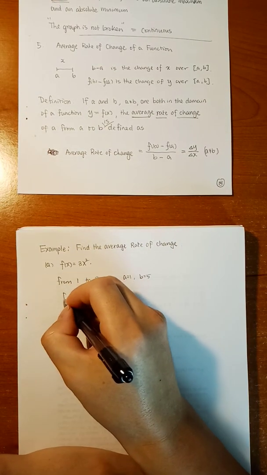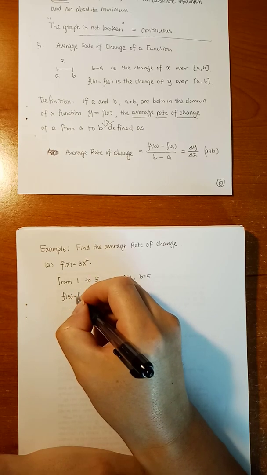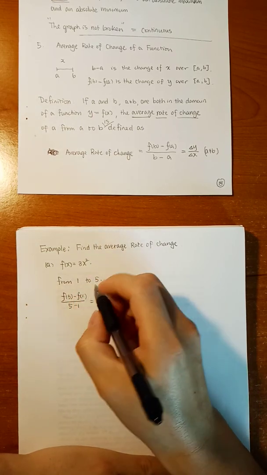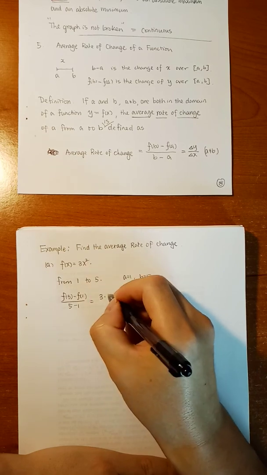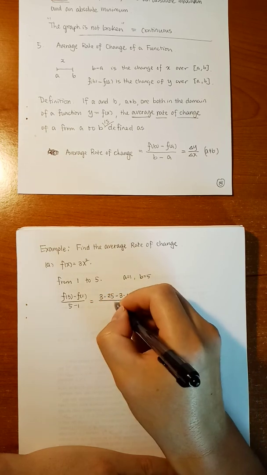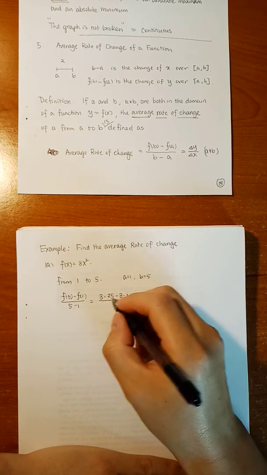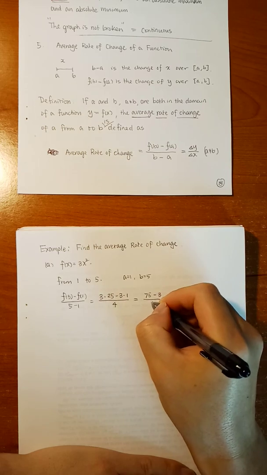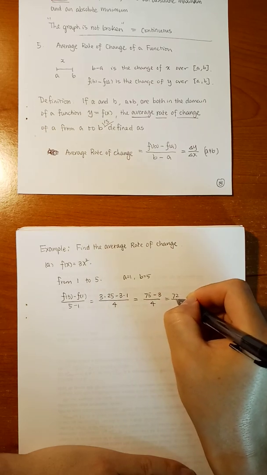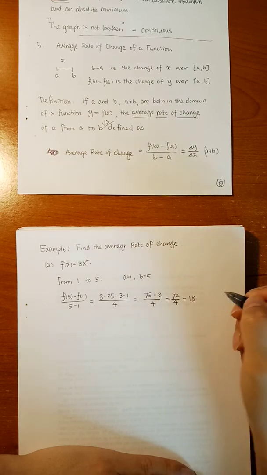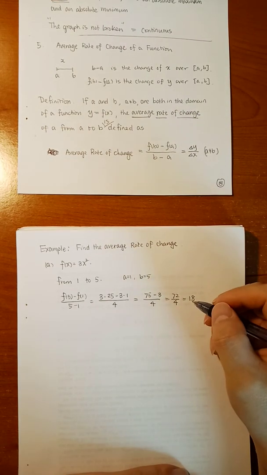The average rate of change is f(5) minus f(1) over 5 minus 1. f(5) is 3 times 5 squared, which is 25. f(1) is 3 times 1. 5 minus 1 is 4. 3 times 25 is 75. 3 times 1 is 3. So it's 72 over 4. What's this? It's 18. So the rate of change is 18.